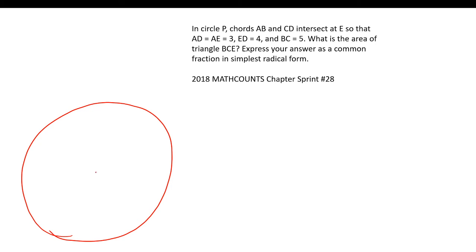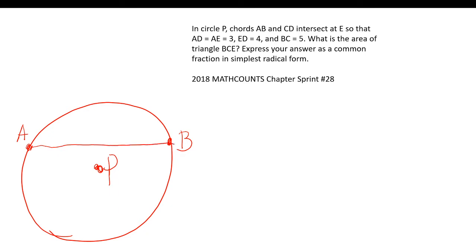Okay. Circle P. We're going to label the center as P because that's what it is. We have chords AB and CD. So I'm just going to do a rough sketch of what this might look like. So we have chord AB. So we might have A right over here, like this is A. And then we might have B maybe over here. And we can just form a chord by just drawing a line.